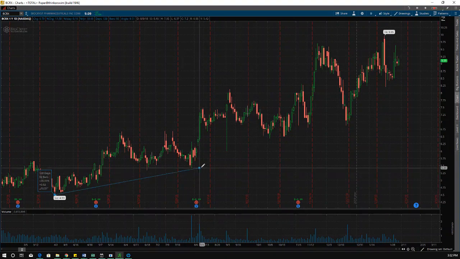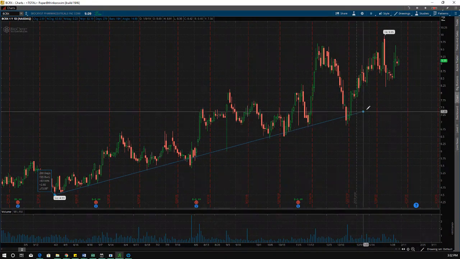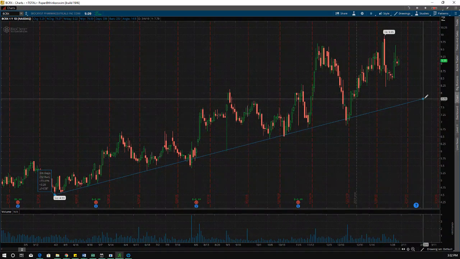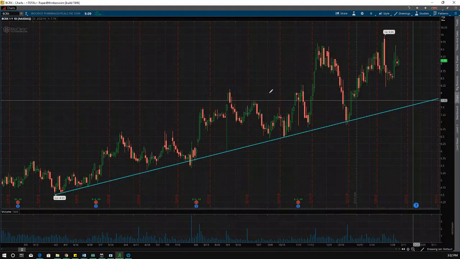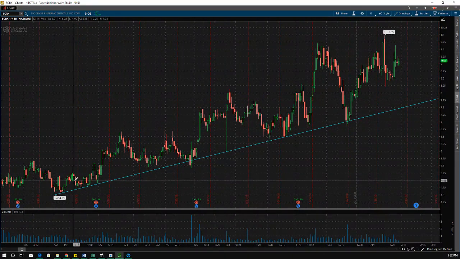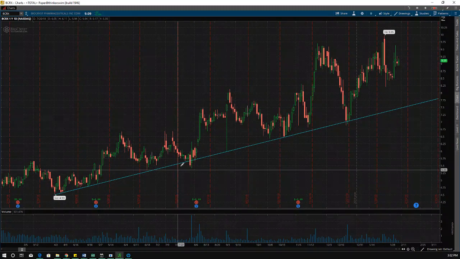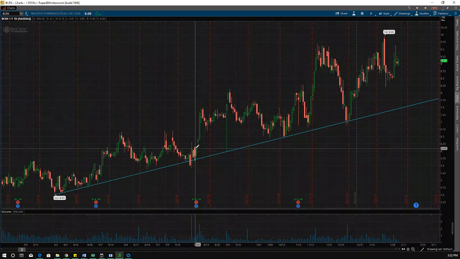Let's work our way up, just like this. And so that's our support level, or support line. So what I want you to notice is that these candles that represent the price of BCRX don't really dip below this level. They kind of hit this level and they bounce back off.